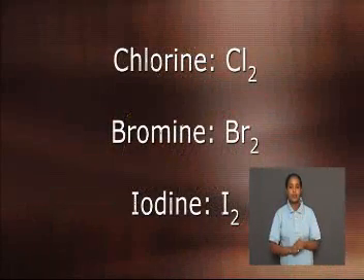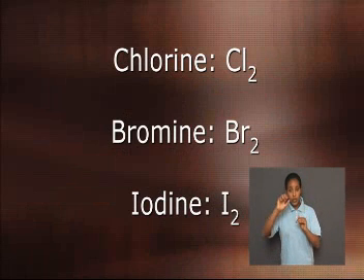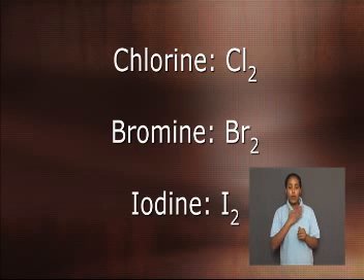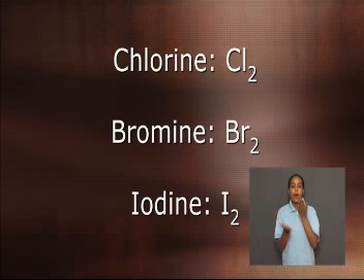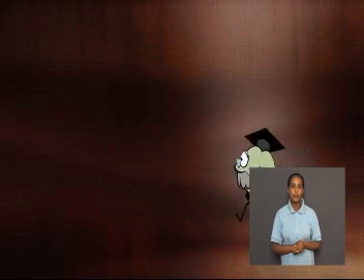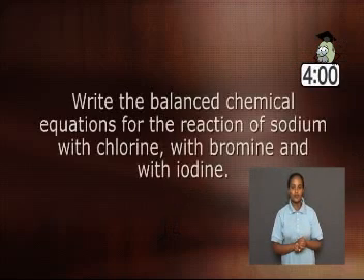Students, let us do one last activity for this lesson. We have already seen the balanced chemical equations for sodium when it reacts with the halogen fluorine. Please write the balanced chemical equations for the reaction of sodium with chlorine, with bromine, and with iodine. Students, let's get ready. Begin.